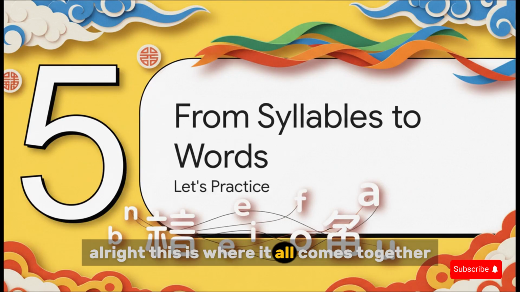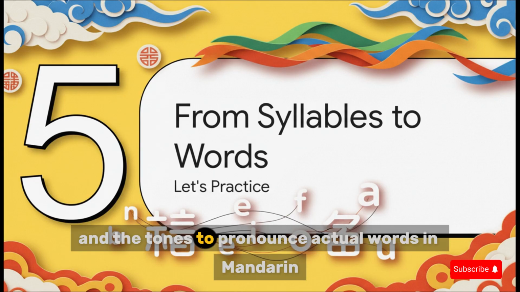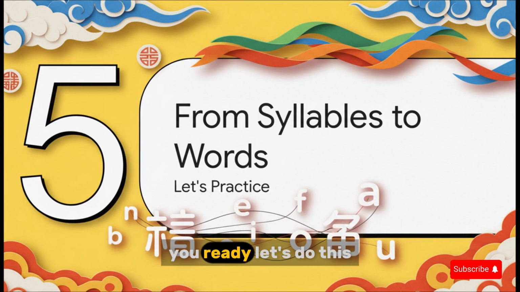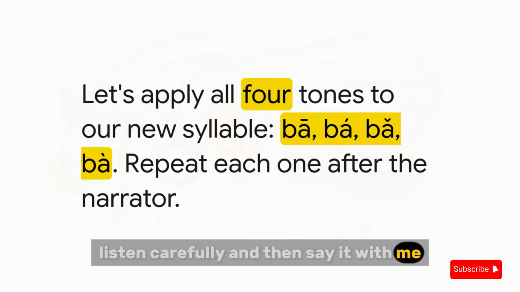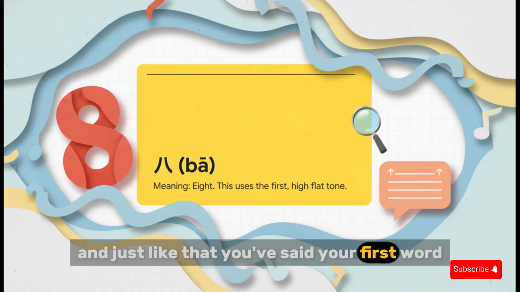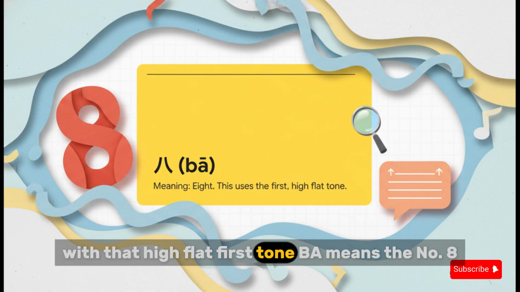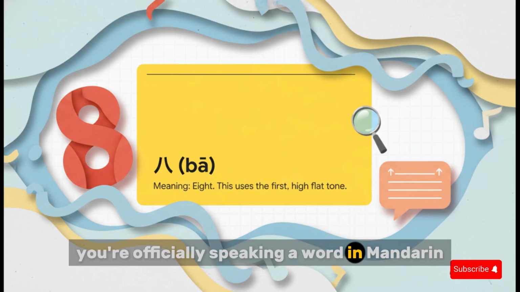All right, this is where it all comes together. We're going to combine everything, the initials, the finals, and the tones to pronounce actual words in Mandarin. You ready? Let's do this. So let's take that syllable we just made, ba, and try it with all 4 tones. Listen carefully and then say it with me. Here's the first tone, bā. The second tone, bá. The third tone, bǎ. And the fourth tone, bà. And just like that, you've said your first word.